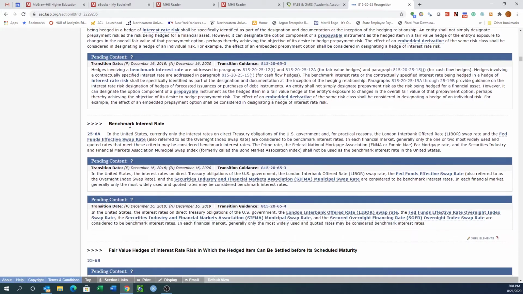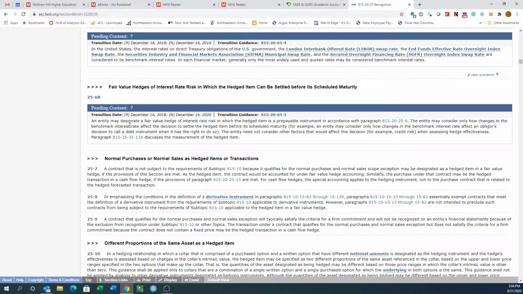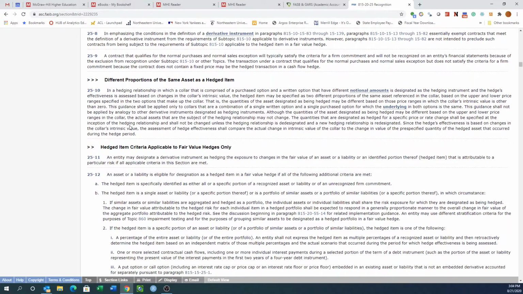What is the hedged risk for both a cash flow hedge, a fair value hedge, as well as a hedge of a foreign position? So you have to identify what that hedged risk is up front.